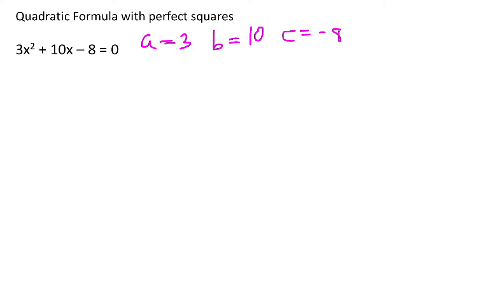All right, so now that I know a, b, and c, I can go ahead and plug into my quadratic formula. So I know the quadratic formula is a big fraction, so I'm going to just put a big fraction bar. And it starts with negative b, and I always think of that as the opposite of b. So if my b value is a positive 10, I'm going to start with a negative 10.